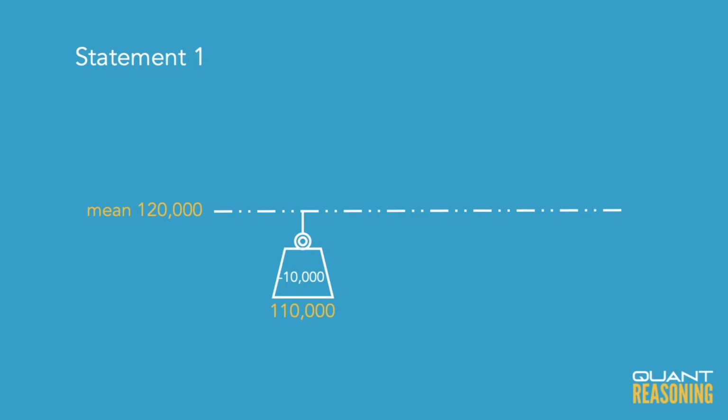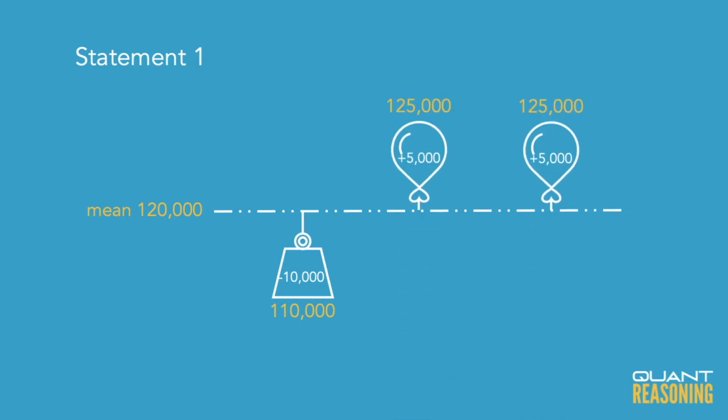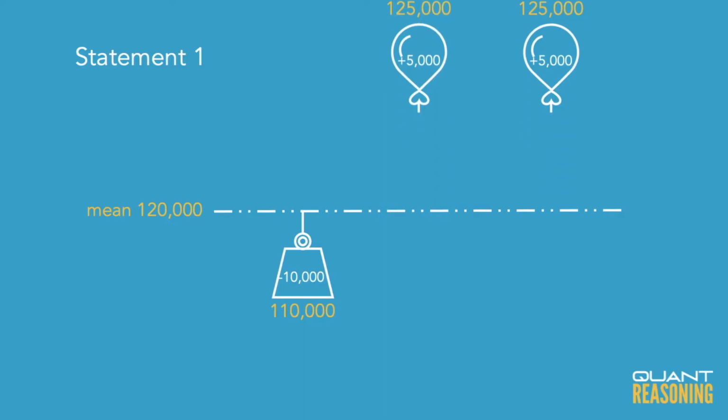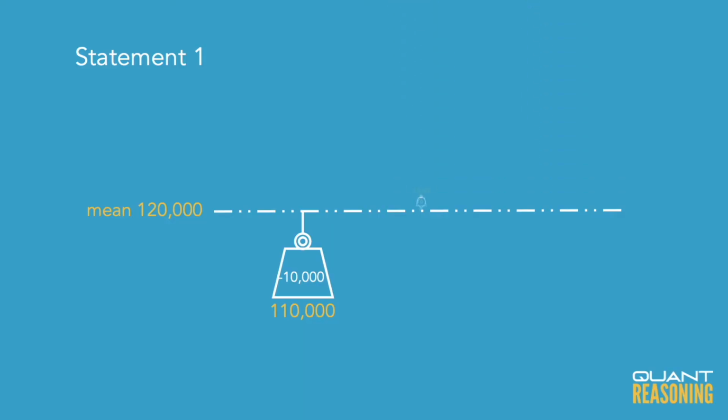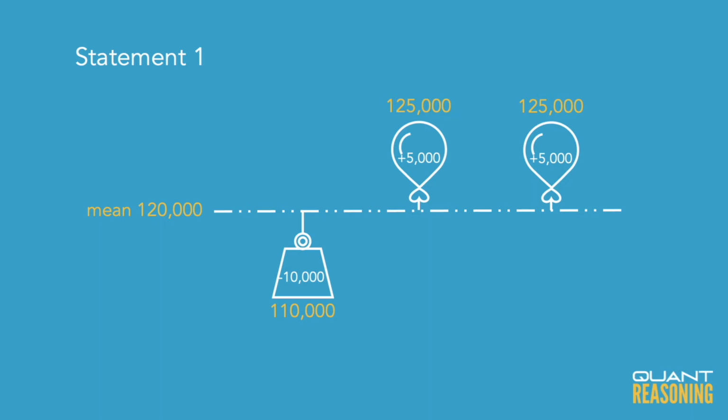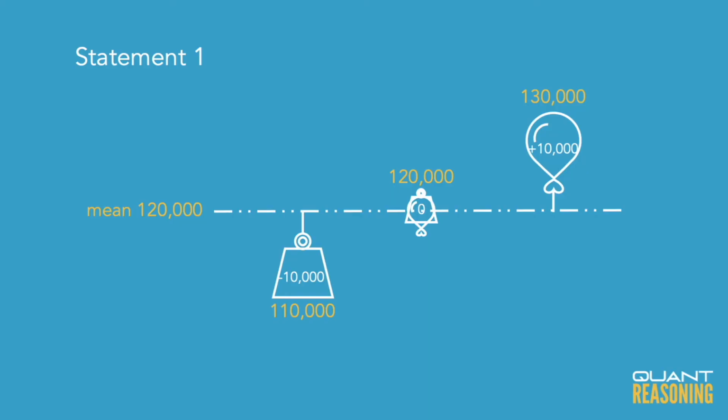Well, the other two numbers could be 125, 125. So each of them is 5 above, and we've got a 10 below, so that cancels out nicely. They could also be 120 and 130. So the 120 is not deviated from the mean at all, and we have 10 below from the 110 and 10 above from the 130 to cancel out. Now those would lead to different medians, right? If it's 110, 125, 125, the median would be 125. But if they're 110, 120, 130, then the median is 120. So statement 1 is not sufficient on its own, and we can go ahead and eliminate A, D.